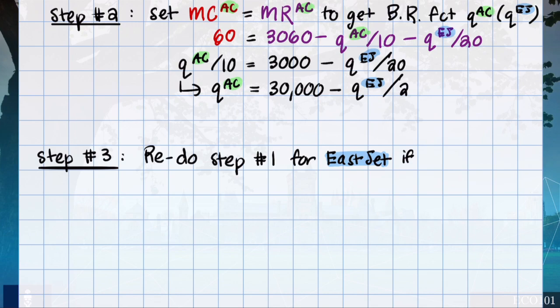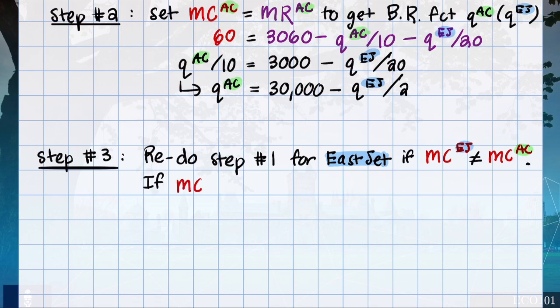But it is only necessary to do those steps again if the marginal cost for EastJet is different from the marginal cost of production for Aero Canada. So I'm saying that if both firms have different marginal costs of production, you will need to set those conditions again. But in this particular case, we have a market that is symmetrical.